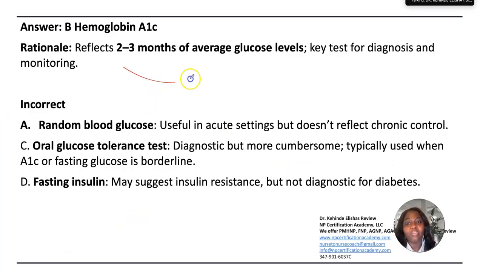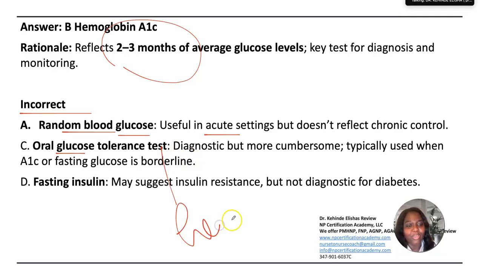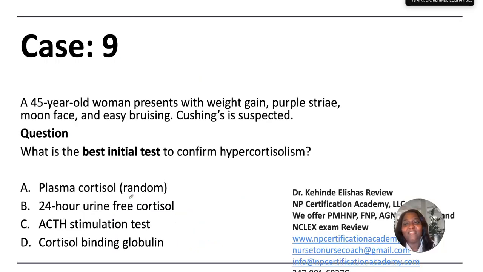Hemoglobin A1C reflects a 2 to 3 month average of glucose levels, and it's the key test for diagnosis and monitoring. What is incorrect? Random blood sugar level is useful in acute settings, but doesn't reflect chronic control. Oral glucose tolerance test is more cumbersome, really. I remember doing this when I was pregnant. They have to check whether you have diabetes or not. Typically used when A1C or fasting glucose is borderline. Now, fasting insulin may suggest insulin resistance, but is not diagnostic for diabetes. B is the final answer.